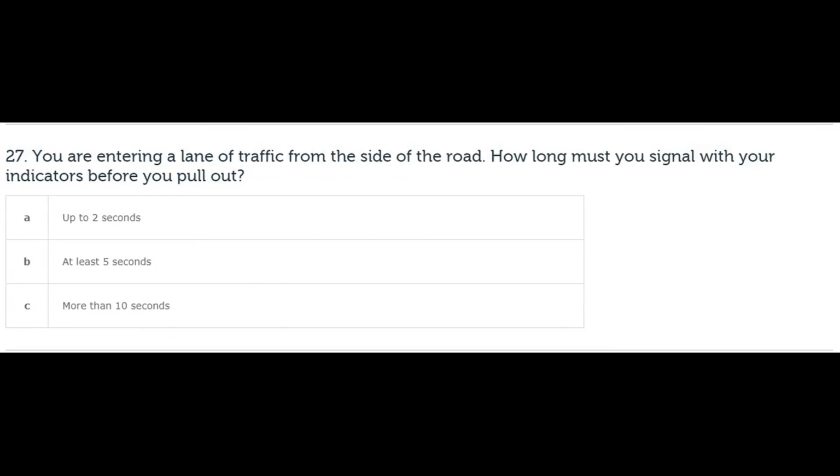Question 27. You are entering a lane of traffic from the side of the road. How long must you signal with your indicator before you pull out? A. Up to 2 seconds. B. At least 5 seconds. C. More than 10 seconds.